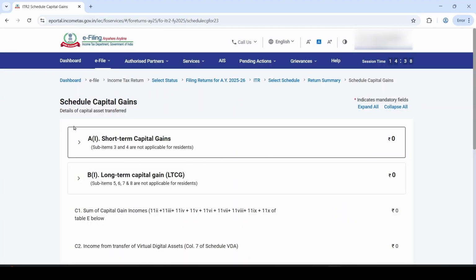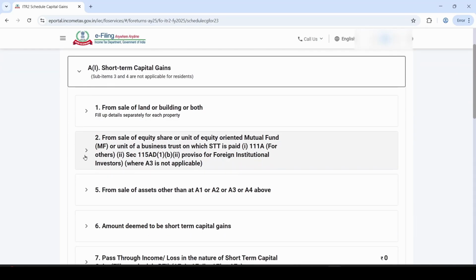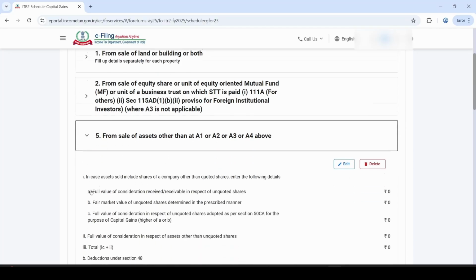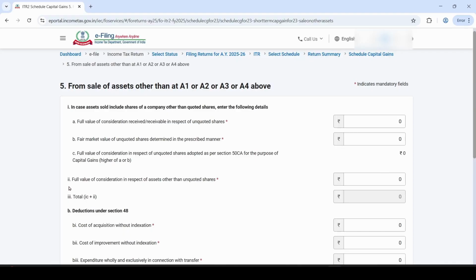For reporting short-term capital gain on foreign shares, click on A. Now click on point number 5, from sale of assets other than A1, A2, A3 or A4. Now click on edit. According to me, we need to fill sale value in point number 2, assets other than unquoted shares, because the shares are listed on a US stock exchange. But some experts are saying we need to fill sale value in the A column. So if you fill details here, then don't need to be worried, tax treatment in both cases will be the same.